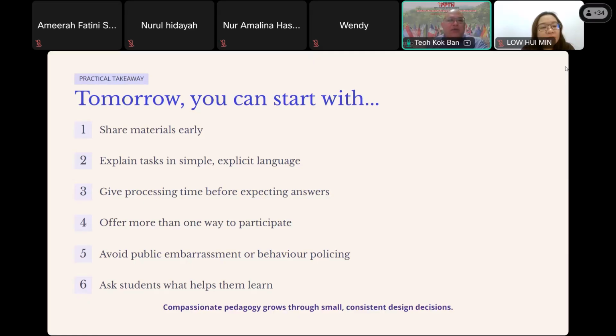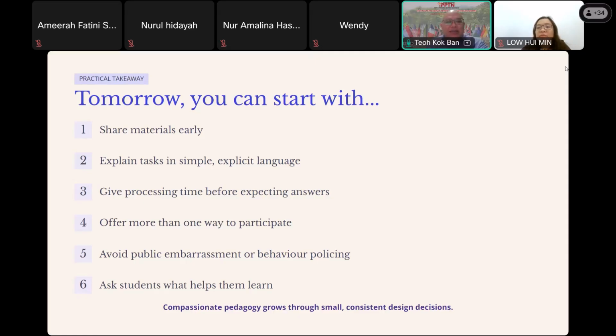And of course, we may not always be able to provide everything students request, but compassionate pedagogy does not mean saying yes to everything. Compassionate is not being kind at everything, yes to everything. But we can listen, we can explain, we can negotiate support that we can provide, and we can make intentional decisions.